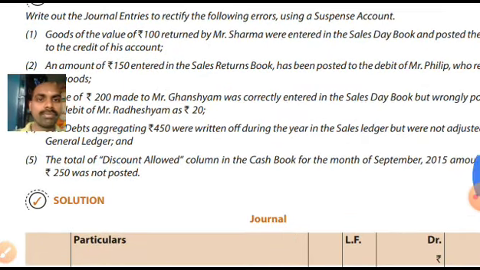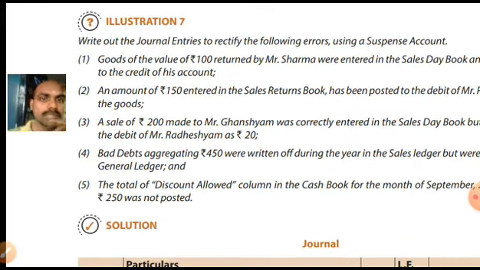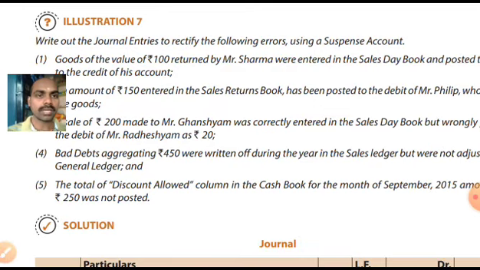Here I am with a small illustration relating to rectification of errors. When a suspense account is opened in the books, that is, rectification is made after preparation of the trial balance, we need to remember 3 points. One, if it is an error of principle, we analyze what is the wrong entry, what is the correct entry, and we will write the rectification entry for the error of principle.